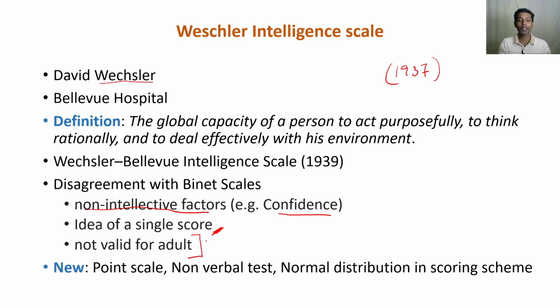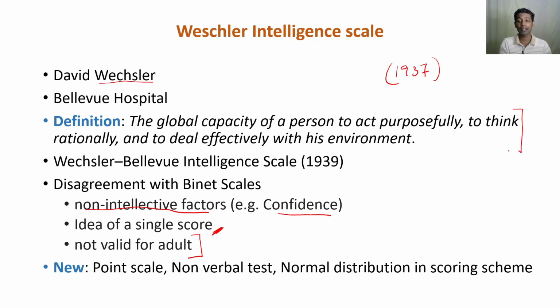This is where Wechsler contributed more to the field of intelligence: he developed the Wechsler Adult Intelligence Scale. I think that is the most frequently used test. Another thing we have to remember is the definition. From his experience with clients, he defined intelligence as the global capacity of a person to act purposefully, to think rationally, and to deal effectively with his environment.